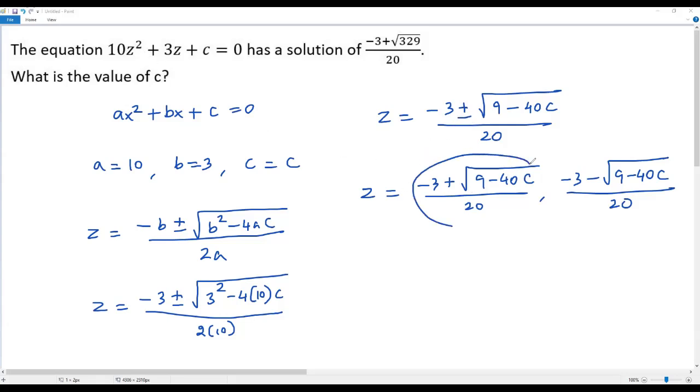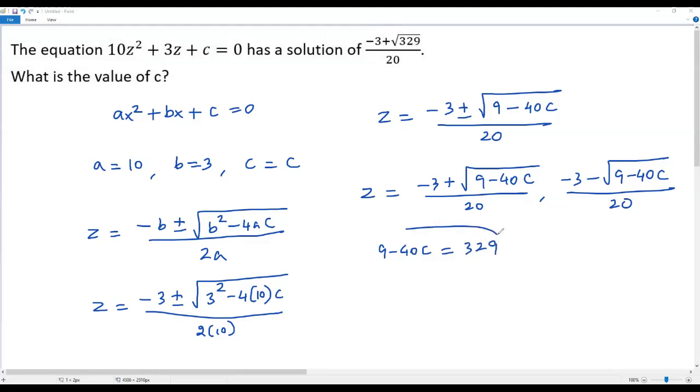When I look at the first solution, it is exactly in the form of the solution given. We can compare the components: here we have -3, here we have -3, here we have 20, here we have 20, and we have a positive sign here and a positive sign here. Inside the square root we have 9 - 40c, but inside the square root in the given solution we have 329. So 9 - 40c corresponds to 329.